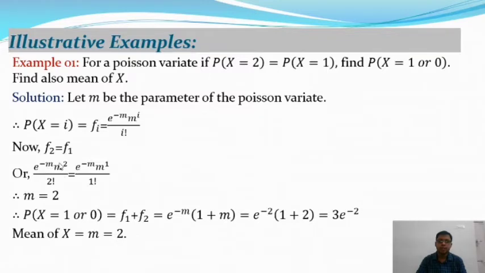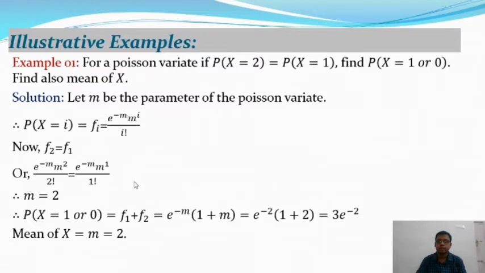From the Poisson variate, f2 is equal to e to the power minus m, m to the power 2 by 2 factorial, and f1 is equal to e to the power minus m, m to the power 1 by 1 factorial. After simplifying this equation, we get the value of m, and m is equal to 2. And therefore the probability of x equal to 1 or 0 is f0 plus f1, and from this we get e to the power minus m into (1 plus m).